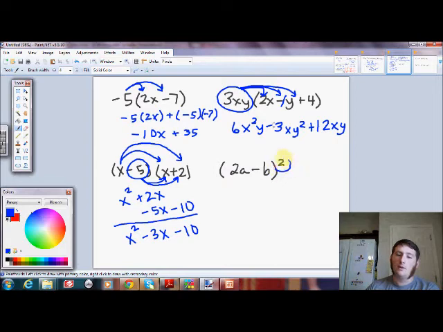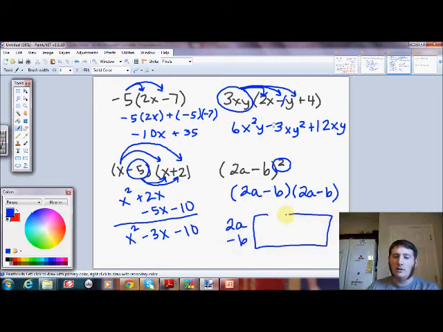First and foremost, how's this one different? Well, it's something squared, so we've got to realize kind of what's going on. Something squared means to take the quantity and multiply it by itself. And we're going to do it using the box method, for lack of a better word. Since it's something times itself, we would have 2a minus b times 2a minus b.